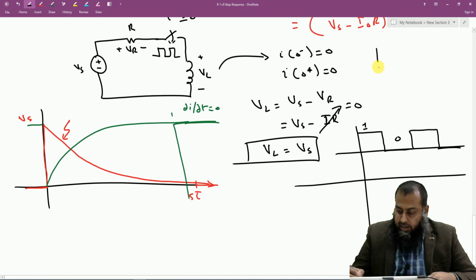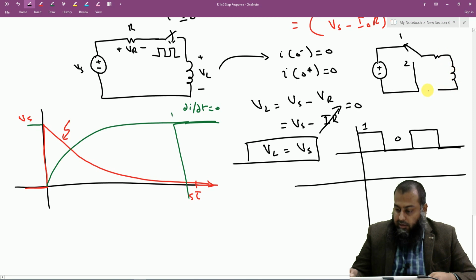Let us draw another circuit here. Say we have this particular circuit. We have a switch here at position number 1, with the possibility to move to position number 2. Here we have the resistance, and here we have the inductance available, right?